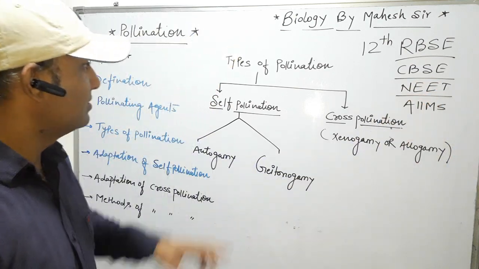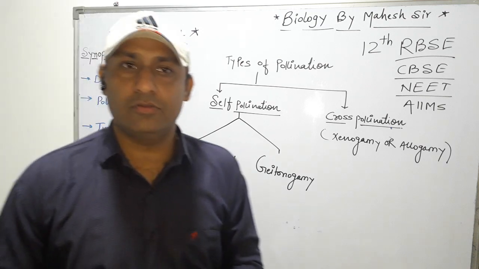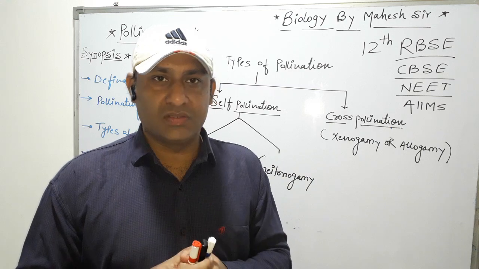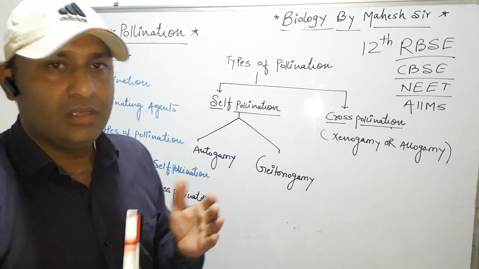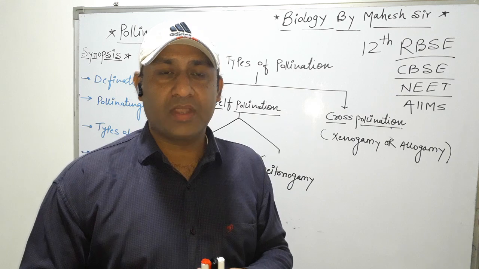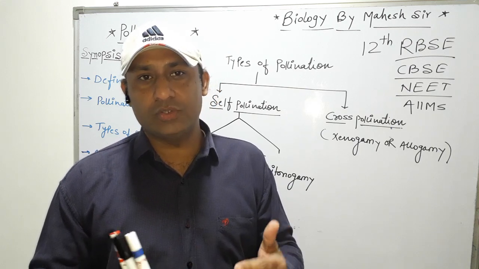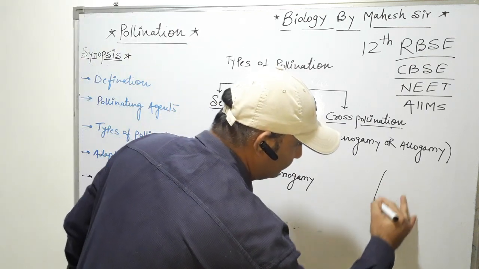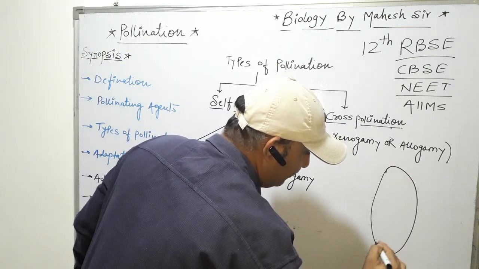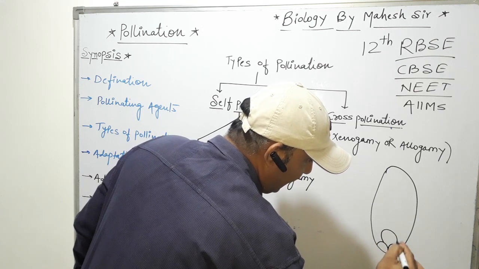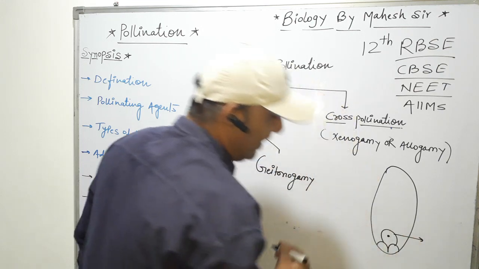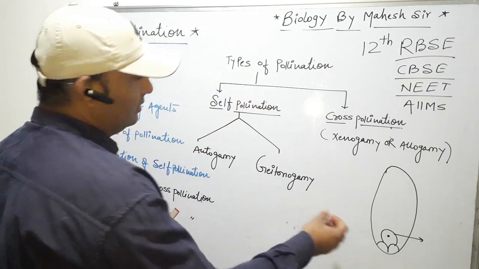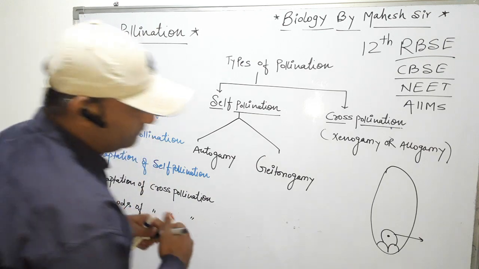Today our next topic is pollination. In the last class we studied the development of the female gametophyte and megasporogenesis. Through megasporogenesis, the embryo sac is produced in the female flower, and in the embryo sac there are the synergid cells and then the egg cell. The egg cell is the main gamete.